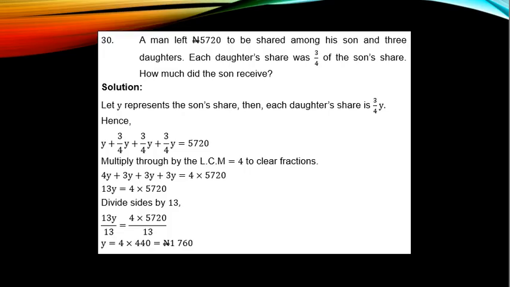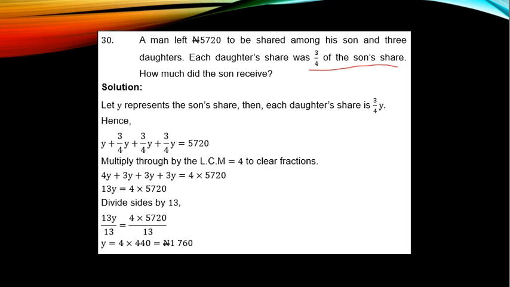Example 30. A man left 5,720 naira to be shared among his son and 3 daughters. Each daughter's share was 3/4 of the son's share. How much did the son receive? Okay, let's analyze this point first, that each daughter's share was 3/4 of the son's share. That means you have to know what the son received before you can get for the daughter. But we are interested in what the son received.